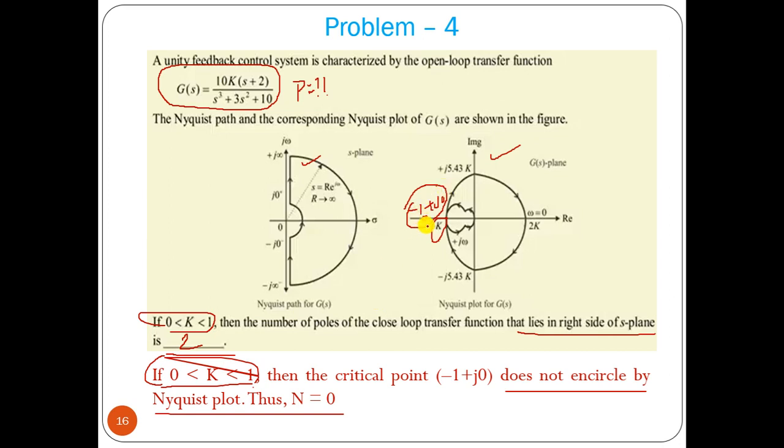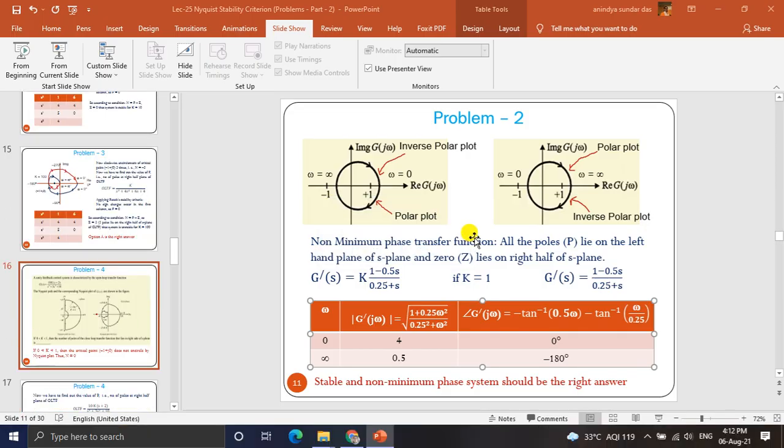Now if we consider the case when this is inside the minus 1 point, then if we look here, what we can see, this is the anti-clockwise direction. Okay, let me discard it.